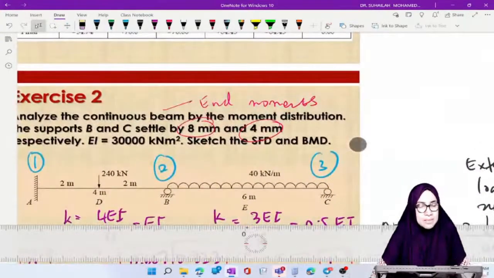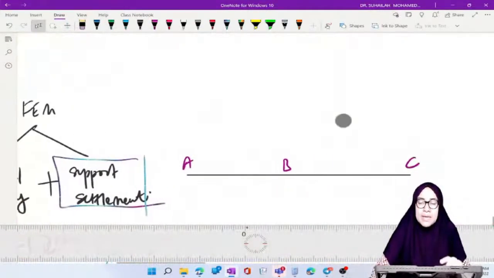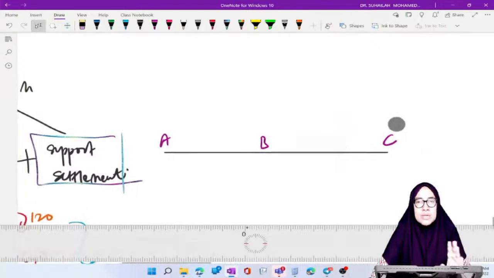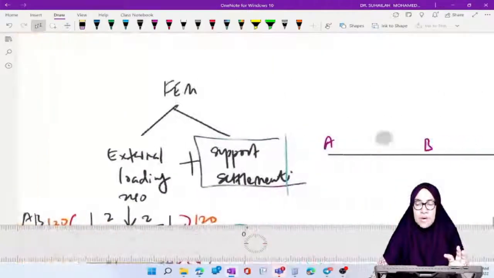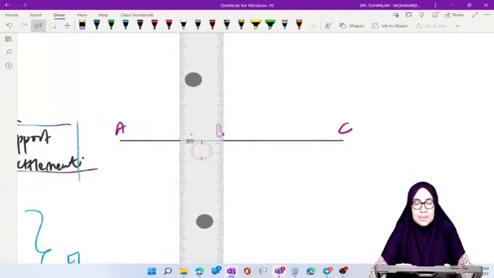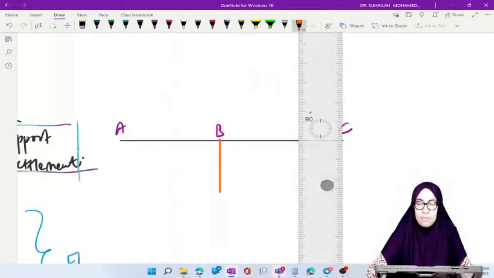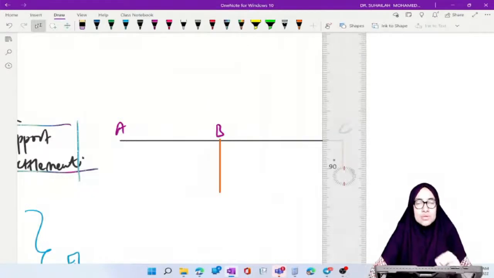B and C settle respectively 8 mm and 4 mm. B and C settle means that B and C move to a new position, 8 first and then 4. Here is B, 8, and C is 4. So what we need to do is to identify the displacement to find the fixed end moment due to support settlement.